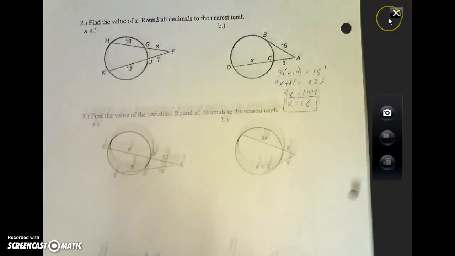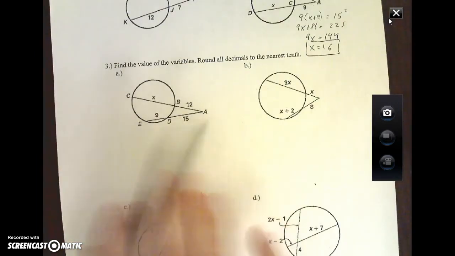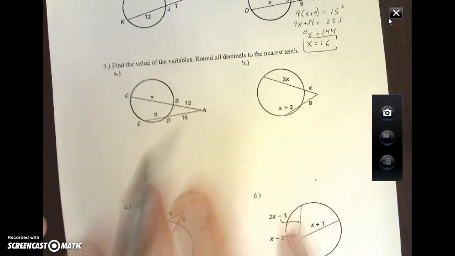Let's take a look at our next one down here. Okay, I will get back to this one. Don't worry. I know you're probably worried like, oh, Mr. Howard, we want to know this one. Hold your horses. It'll be good.